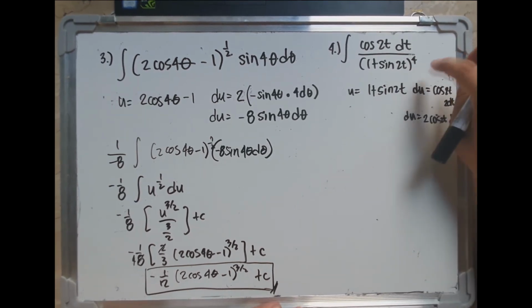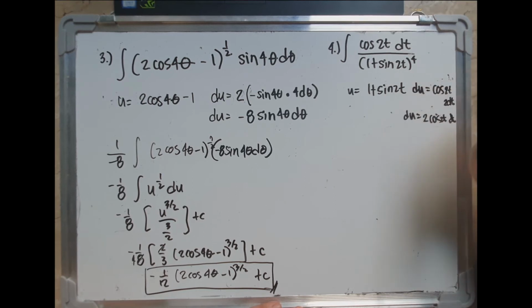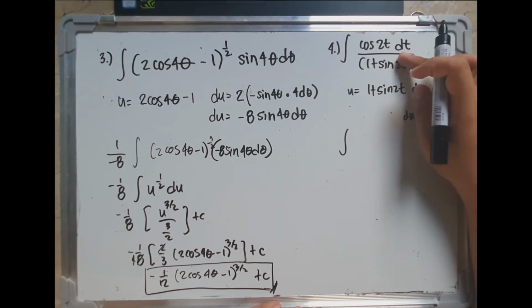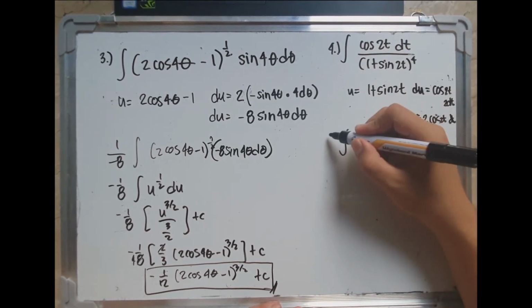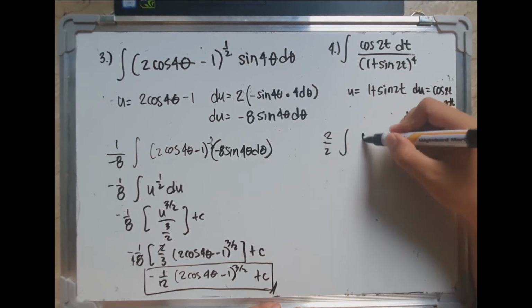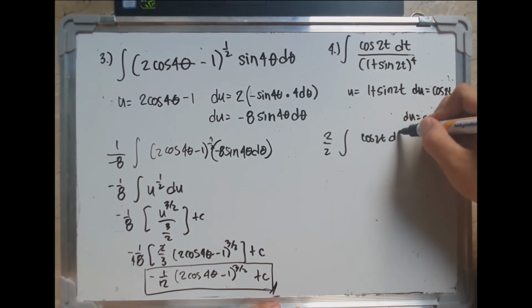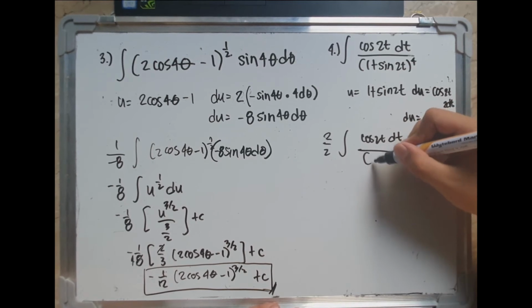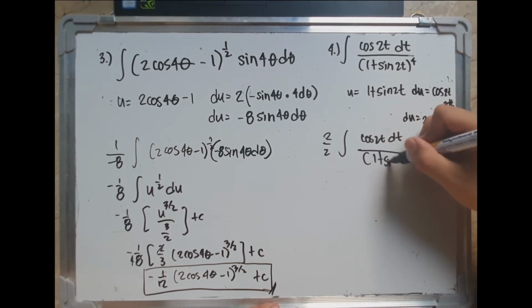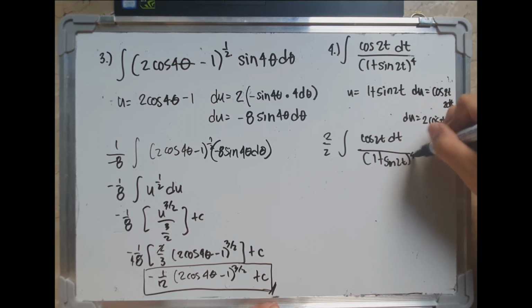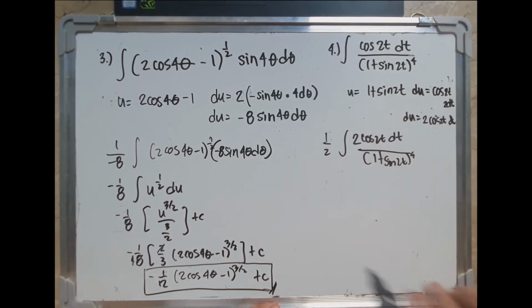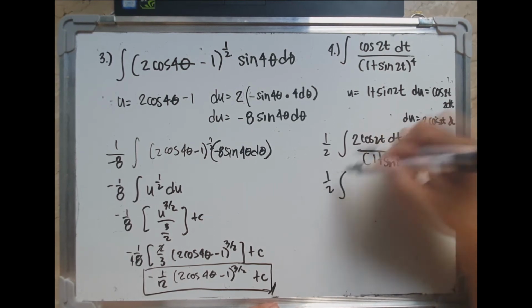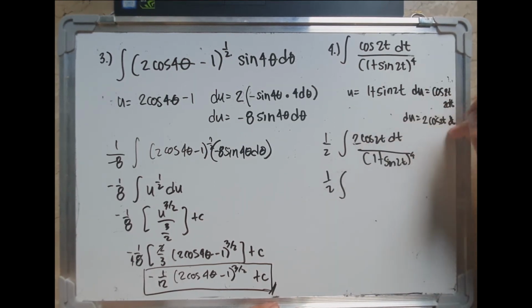Looking back at the original problem, we could replace this if and only if we have 2 for the numerator. So let's multiply with 2 over 2 cosine 2t dt over the quantity 1 plus sine 2t raised to the power of 4. If we write this 2 inside, replace it with 1. We now have 1/2 integral of, this one is obviously the du.